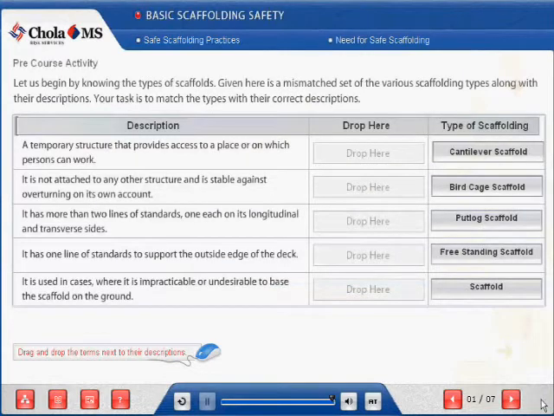Let us begin by knowing the types of scaffolds. Given here is a mismatched set of the various scaffolding types along with their descriptions. Your task is to match the terms with their correct definitions. Drag and drop the terms next to their descriptions.